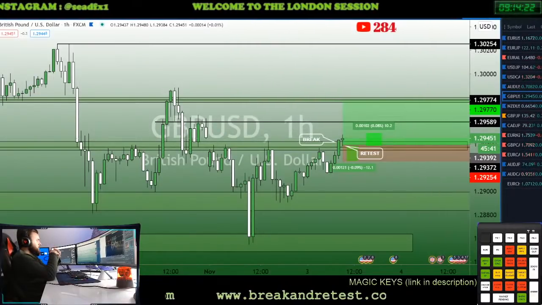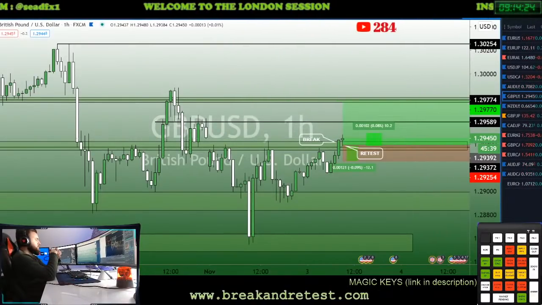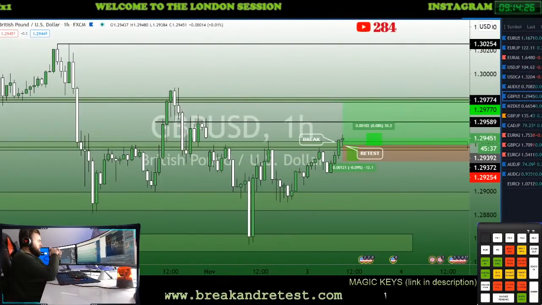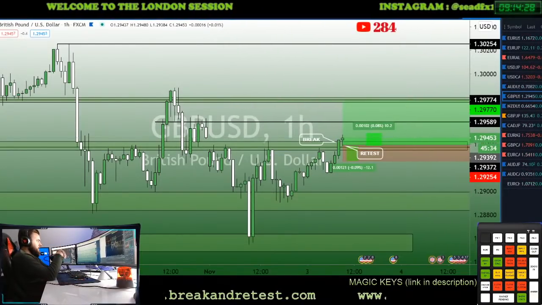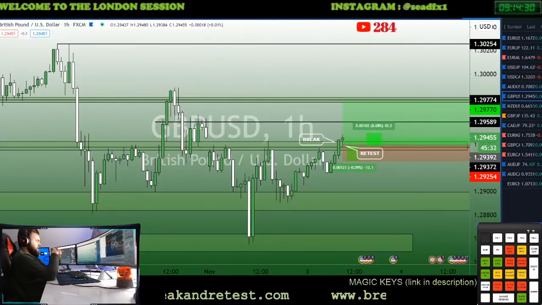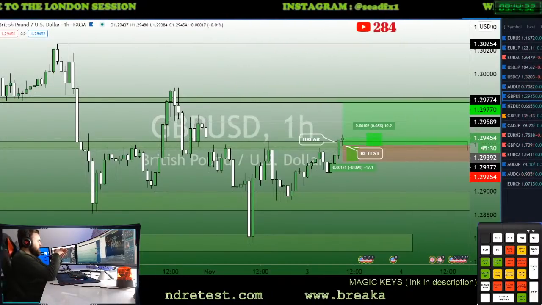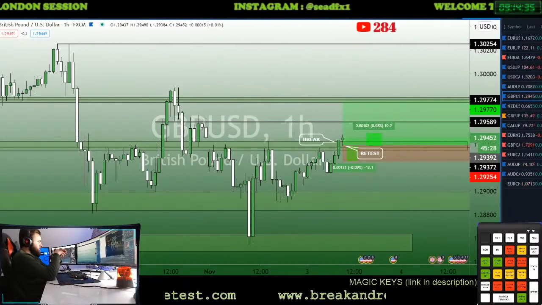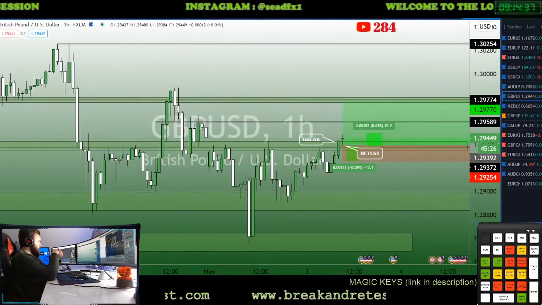The only reason why I want it to move right away is that the momentum was already there. The breakout happened, the retest happened. All we need is the move now. All we need is a nice push to the upside, and we'll be done.